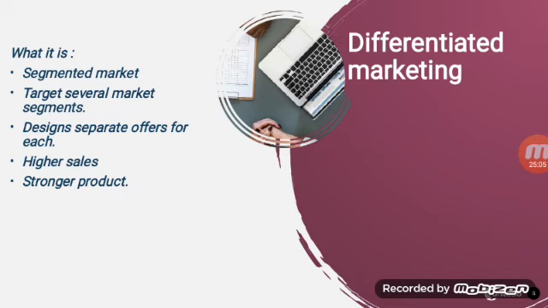Okay, another example like Procter and Gamble. Maybe if you never heard of this company or this business, you may find it out. Procter and Gamble is an American multinational company which produces consumer products. Example like Head and Shoulder.